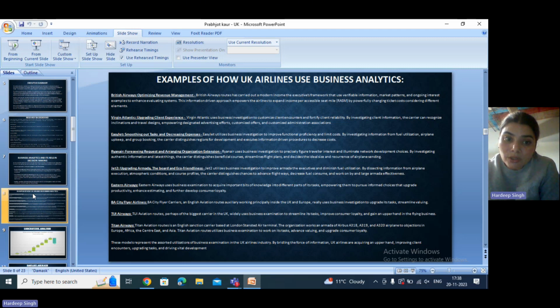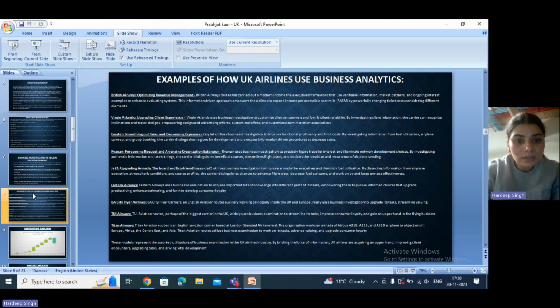TUI Airways is perhaps one of the biggest carriers in the UK, because many people want to go from one place to another. So instead of going through another transportation system, they usually take these airlines because these are the cheapest and provide the best things to the client.